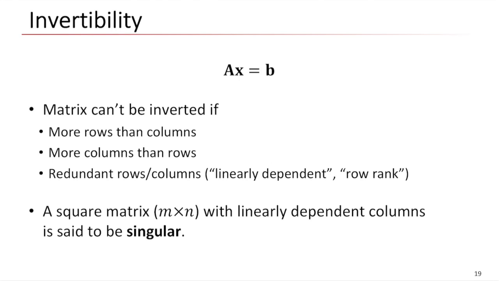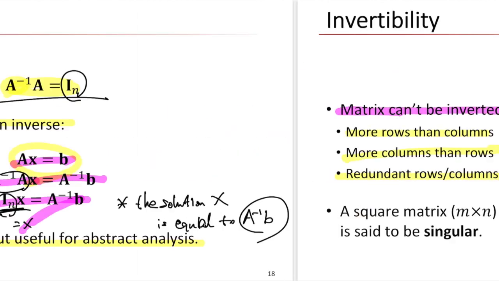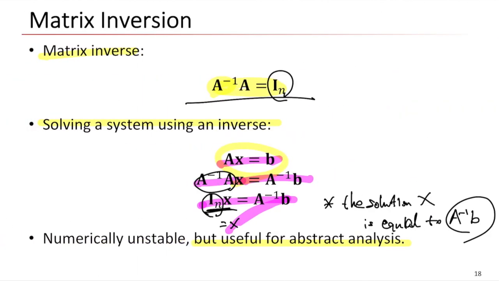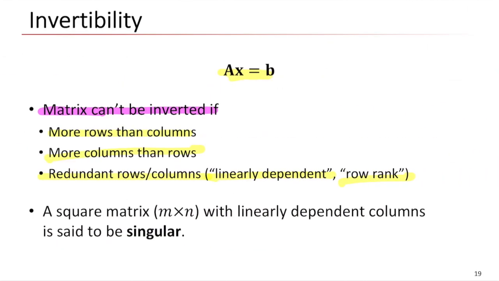So in the Ax equals b, the matrix cannot be invertible if there are more columns than rows, or redundant rows or columns. It is called linearly dependent rows, in cases like that. In this case, the matrix cannot be invertible. It means that we cannot solve the linear system like this. So we need another procedure to solve this problem.